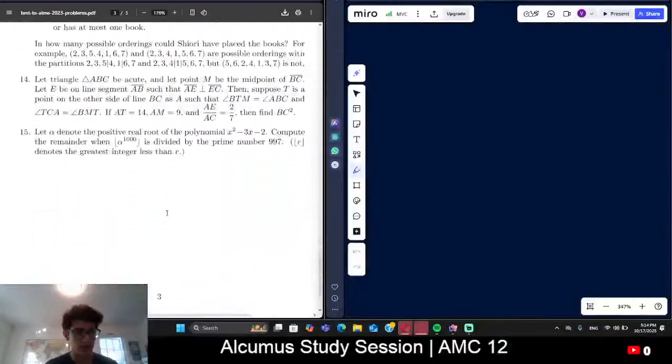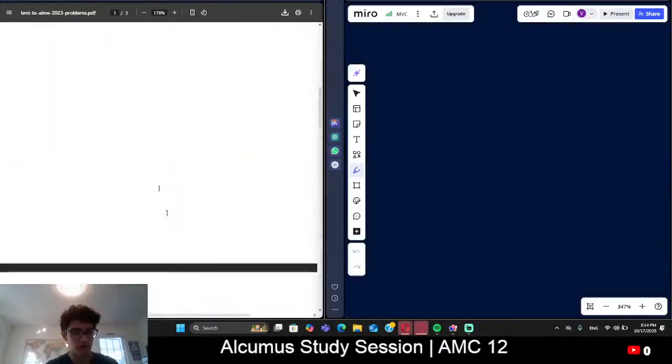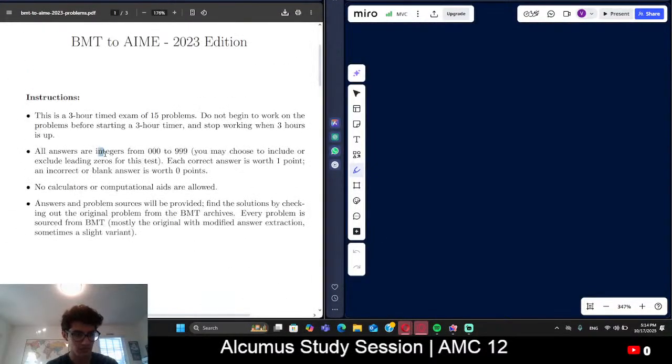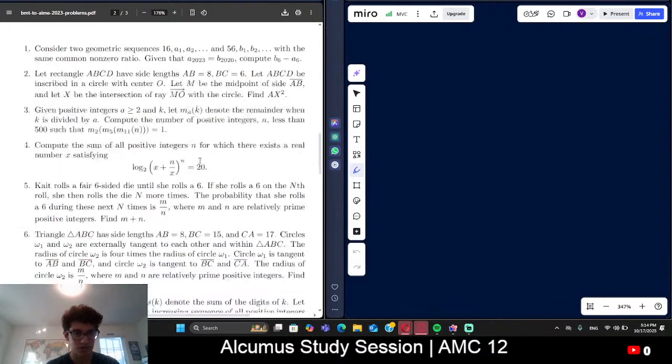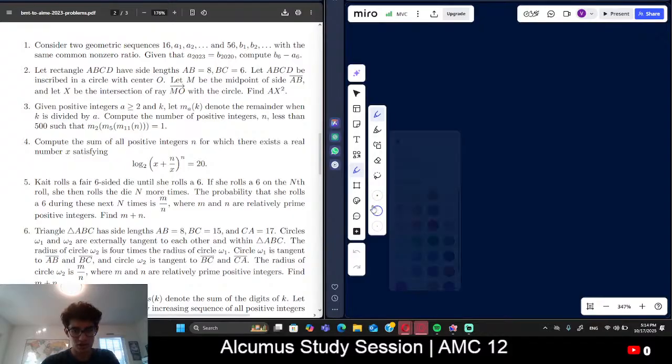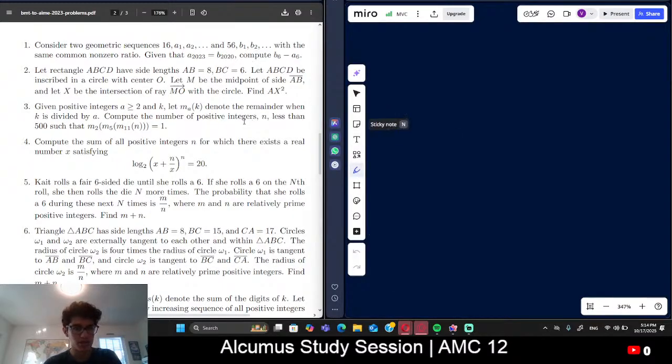Just like the AIME, there are 15 questions, 3 hours to do it, and no calculator. All of the answers I think are integers from 0 to 999. We'll see how many questions I can do. It's been a long time since I took the AIME, and even longer since I studied for the AIME, probably almost 8 months now. So I'm not expecting the best here, but I'll still try, and we'll see how well it goes.